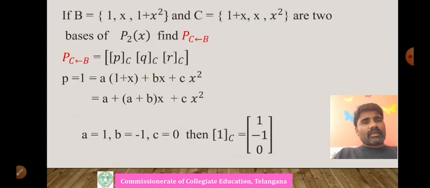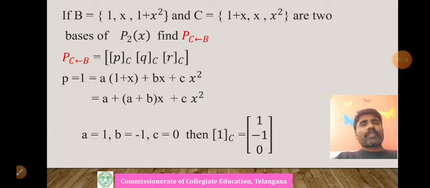And let us take another type of example, that is involving polynomials. Suppose B equals 1 comma x comma 1 plus x square and C equals 1 plus x comma x square are two bases of the vector space P2 of x. P2 of x means the vector space of all polynomials of degree at most 2. Then find the coordinate change matrix from B to C.